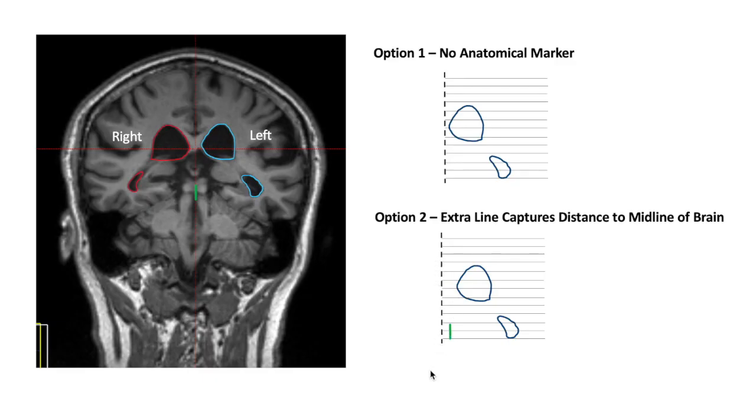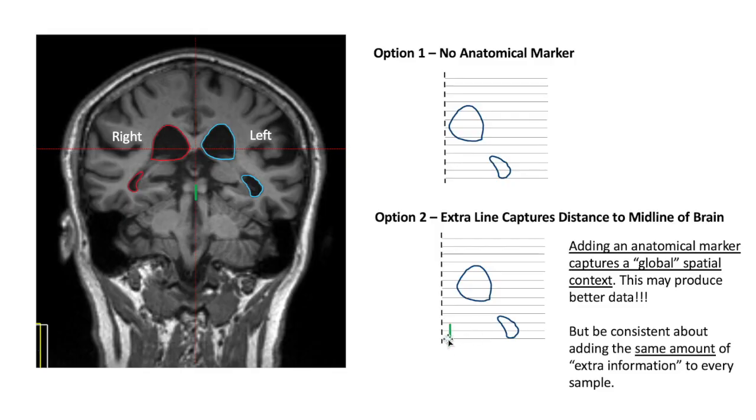And this technique can be the difference between finding shape differences in situations where you would expect there to be a difference, even though your first measure showed no difference or a very weak difference. And yet you know that the clinical outcomes of these two groups are very, very different. What this little line does is that it captures global spatial context. And I call this an anatomical marker in this case because it's part of the human anatomy.